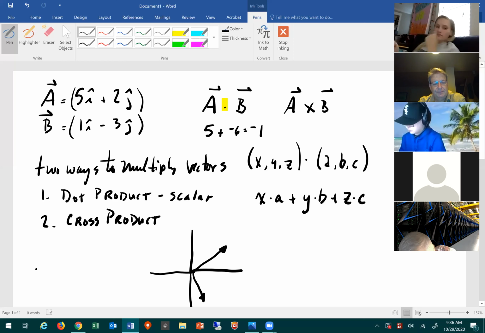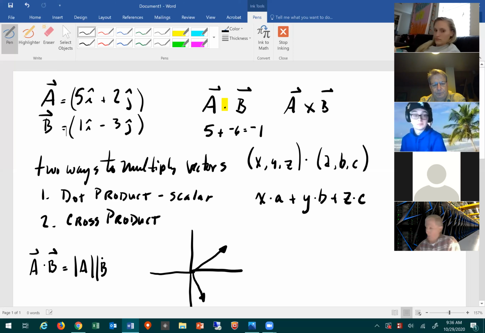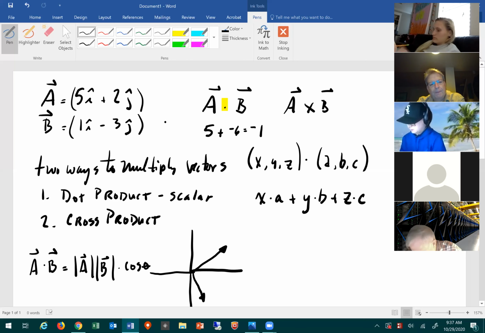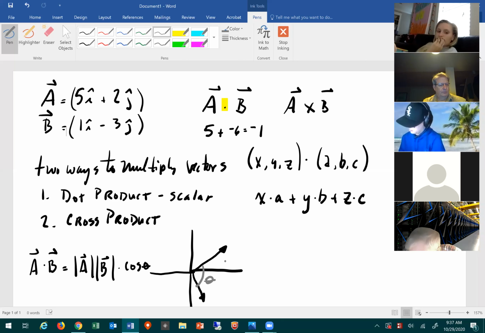Here's something that's really interesting. So calculate theta. It'll take a minute or two, but you have the ability to do this.